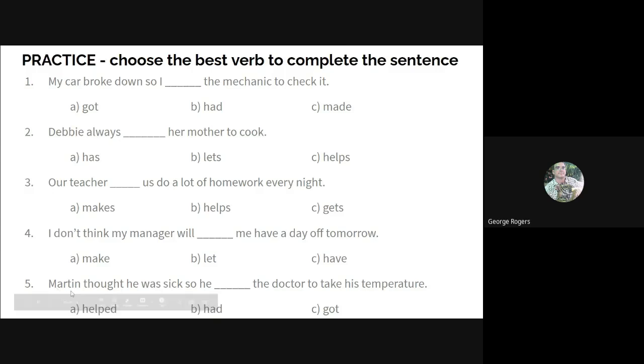Number 5. Martin thought he was sick, so he blanked the doctor to take his temperature. So again, to take. We have take as the base verb. The doctor is the object. Martin and he, kind of the same here. He's referring to Martin. So look at that, and you've got a "to" in there. Okay. Now let's look at the answers for each of these.